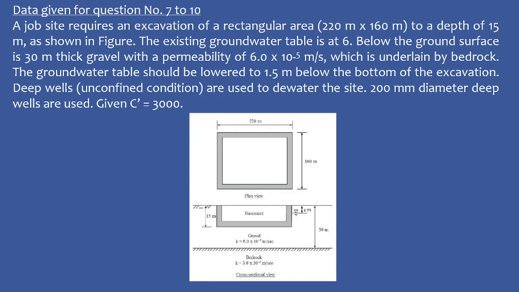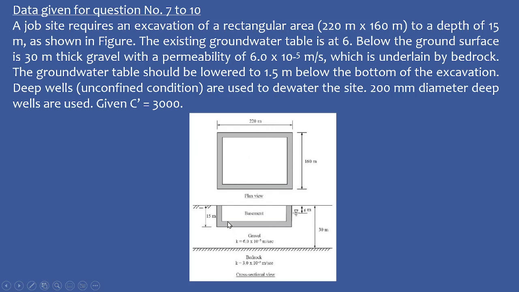So let's move to the next question. Next we have a design problem with the dewatering system. Just read the question. At a site, you have a rectangular area which is 220 meter by 160 meter, up to a depth of 15 meter. You can see the cross section view. The existing groundwater table is at 6 meter below the ground surface, with a 30 meter thick gravel with a permeability of 6 into 10 raised to the power minus 5 meter per second. This is the gravel column, and this is the rectangular area.